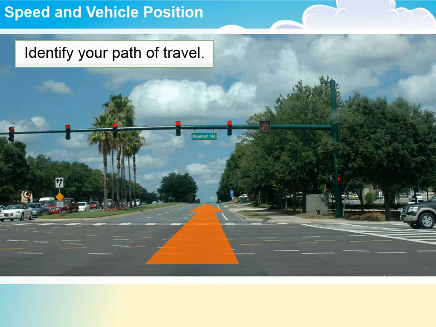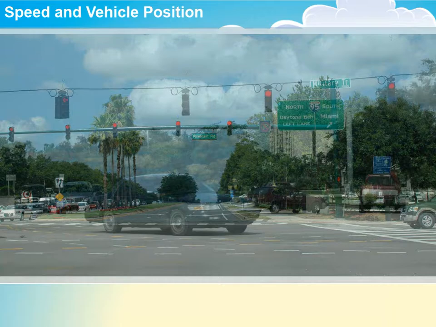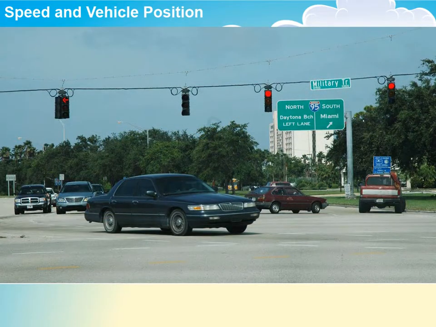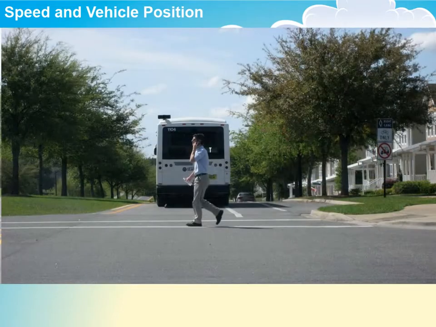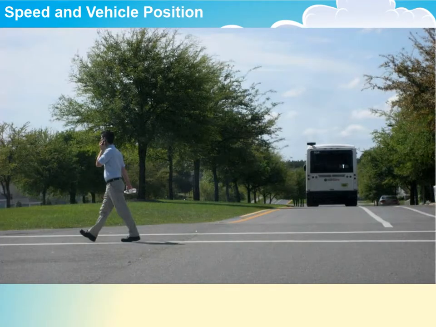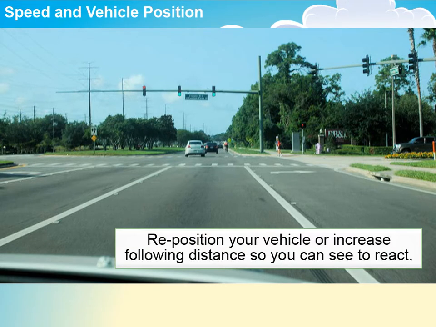Identify your path of travel. Imagine the track or line that you will be driving. Keep your eyes moving and be aware of your entire traffic situation. If your line of sight is obstructed in the intersection or beyond, slow down. There may be hidden hazards. If you are moving in traffic and other vehicles are blocking your view, reposition your vehicle or increase following distance so you can see to react.